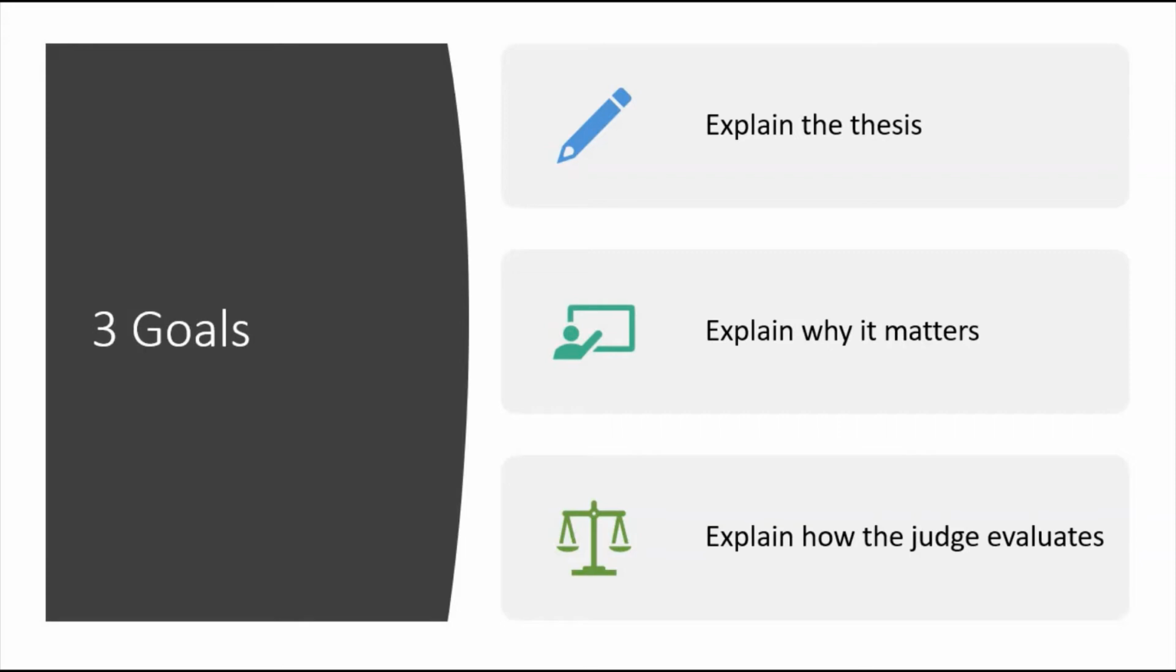Third, you've got to explain to the judge how he or she should evaluate the round, or as some people call it, how to frame the round for the judge. You want the judge to evaluate the arguments in a round similar to the way that you are evaluating the arguments in a round. So explain how the judge should do that.